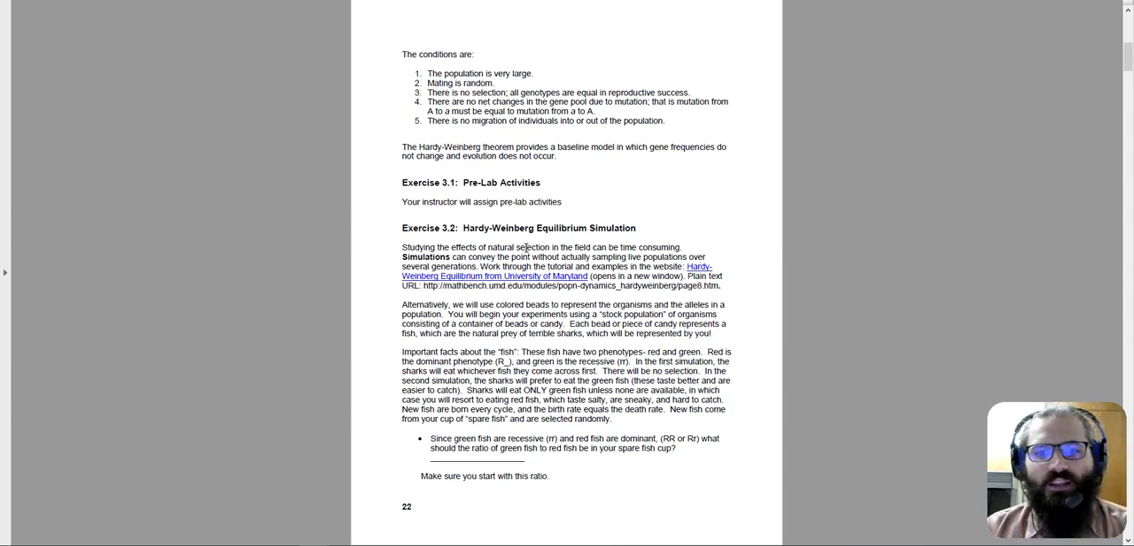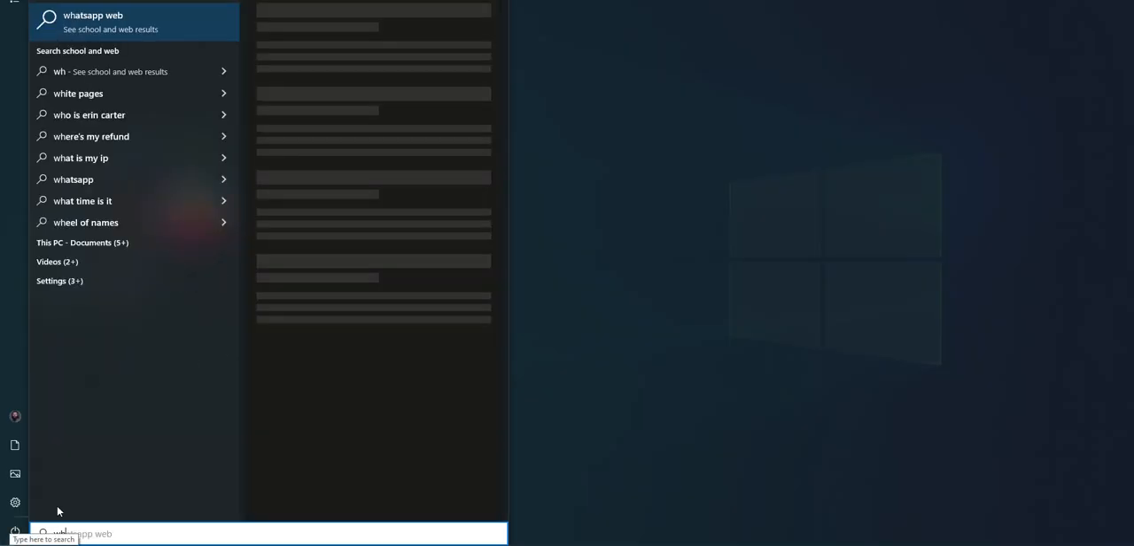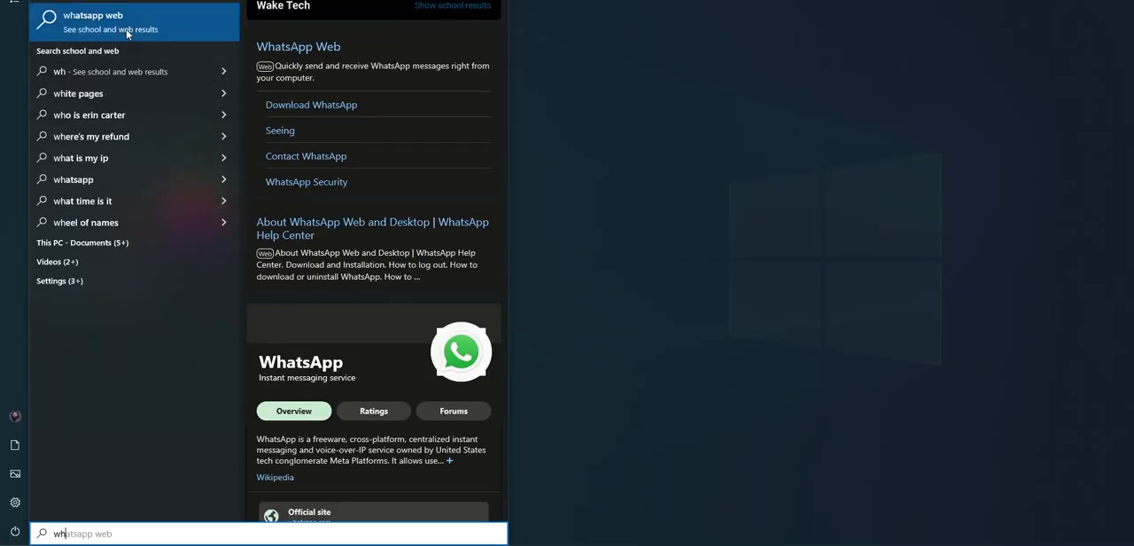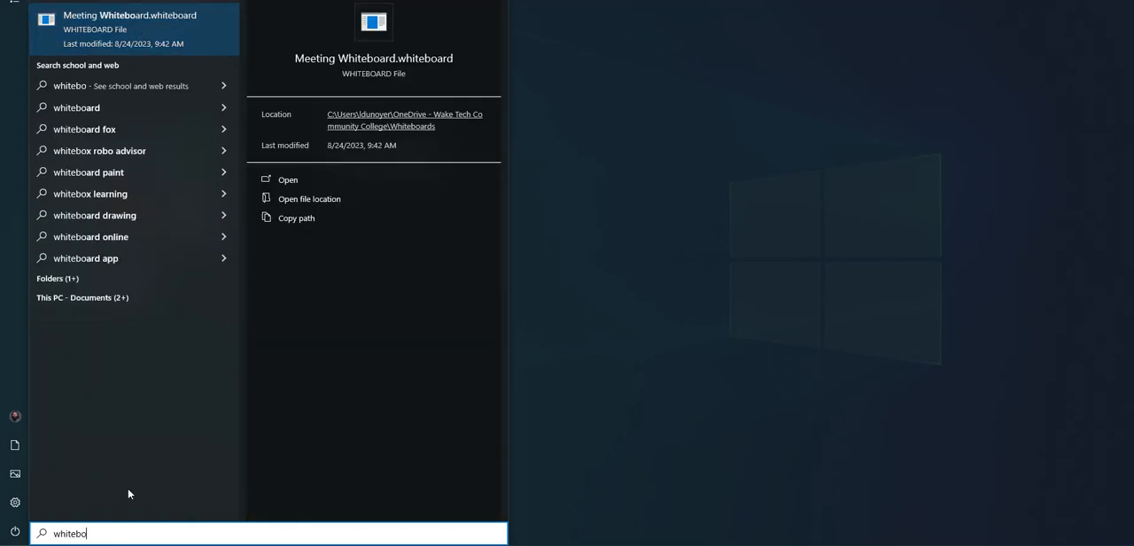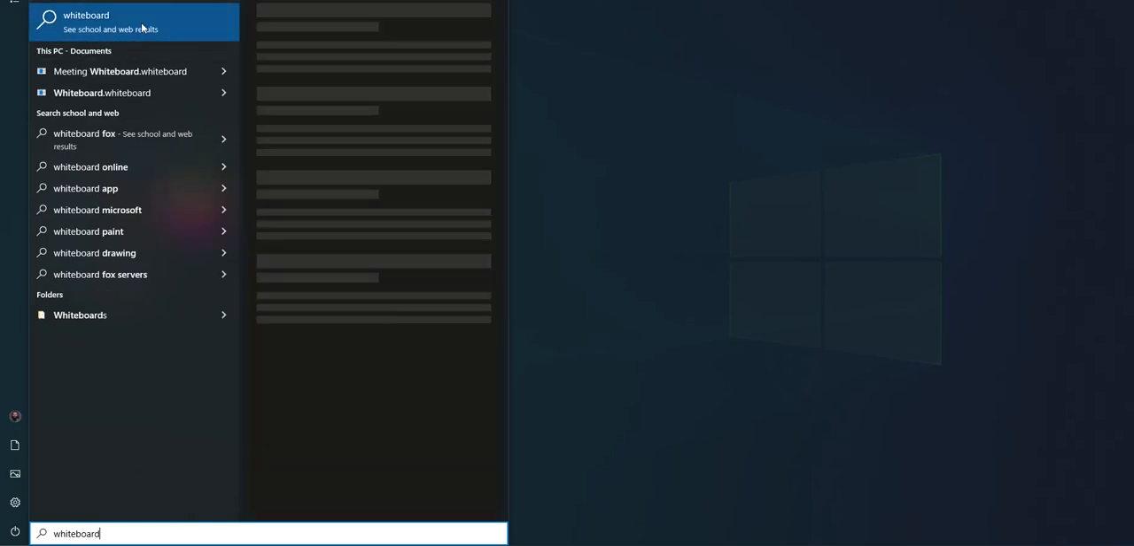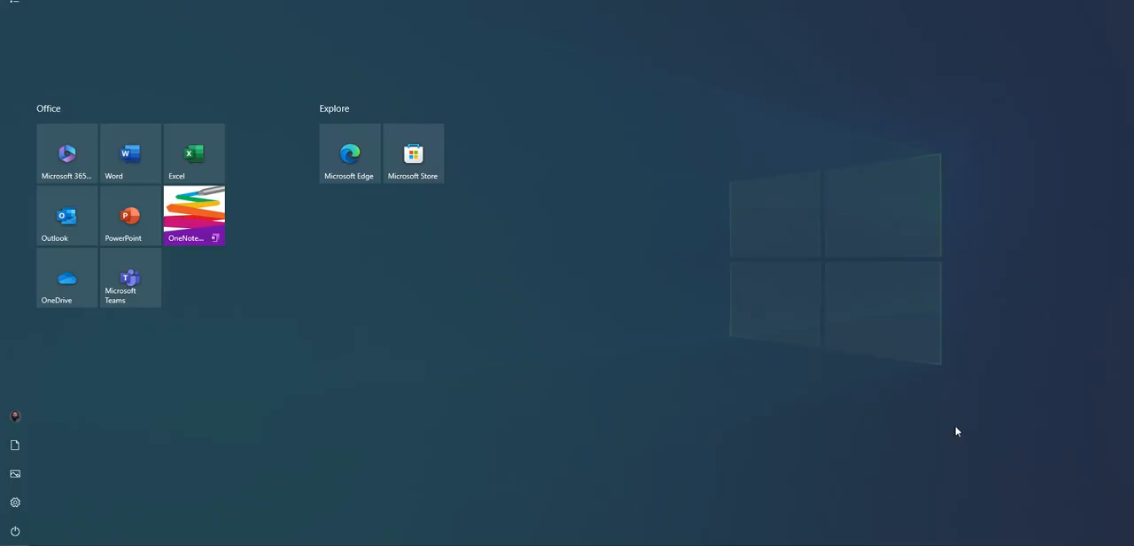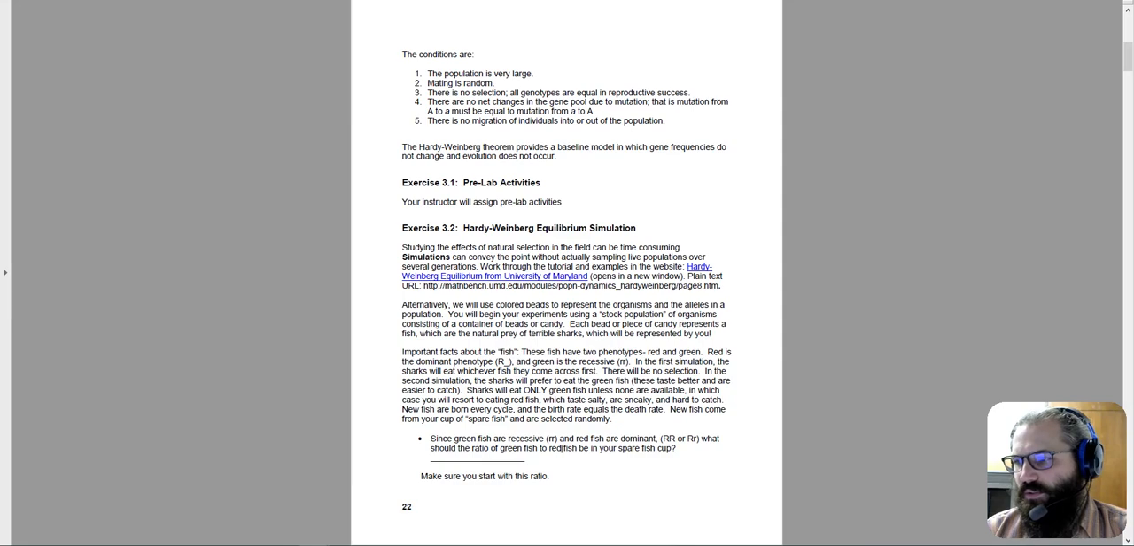But here, for the exercise 3.2, you have to come up with a ratio there. And for that, I really want you to think about the Punnett square, right? So if you draw a Punnett square, and for that, let me actually open whiteboard. Oh, I guess I need to open and do it in MS Teams.